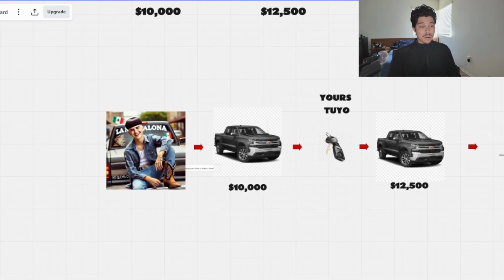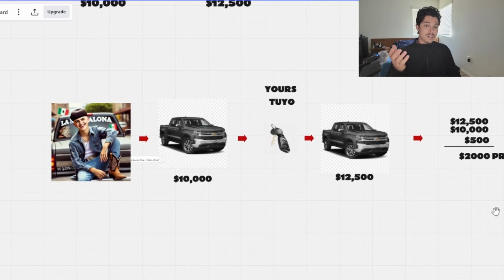Now we're going to go to the nice part where you're actually going through the contract. El Taquachica te prometió un contrato. So the Taquachica promised you a contract. So now you get to buy that truck at $10,000. So now that truck is yours. And the market price of that truck is now $12,500.